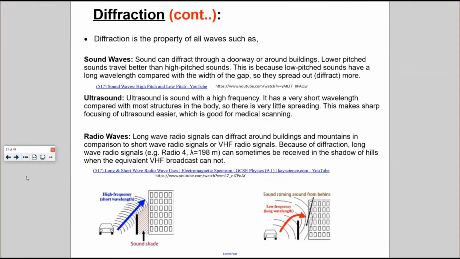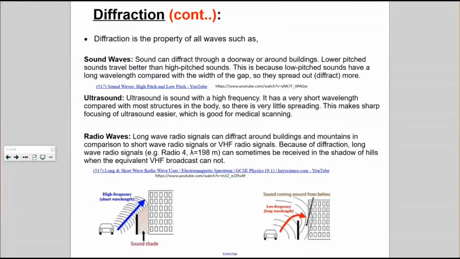Now, diffraction is the property of all waves, right? Whether it is an electromagnetic wave or a mechanical wave, all of them get diffracted. Some of the examples are sound waves, ultrasound, and radio waves.